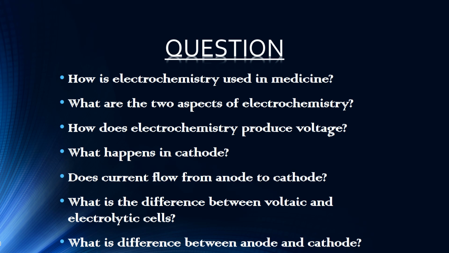The 16th question is, what are the two aspects of electrochemistry? The 17th question is, how does electrochemistry produce voltage? The 18th question is, what happens in cathode? The 19th question is, does current flow from anode to cathode? The 20th question is, what is the difference between voltaic and electrolytic cells? The 21st and the last question is, what is the difference between anode and cathode?